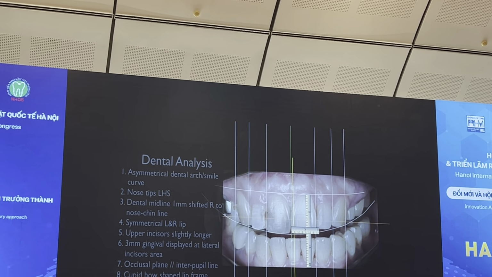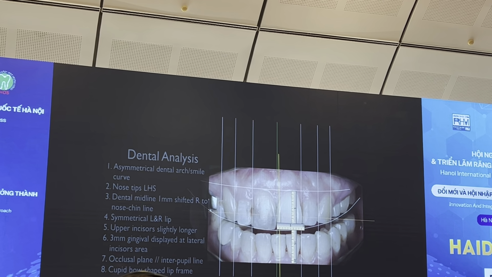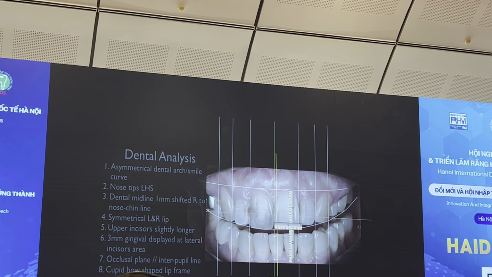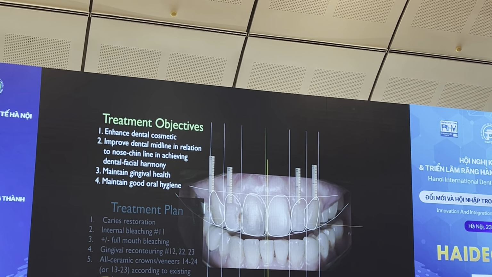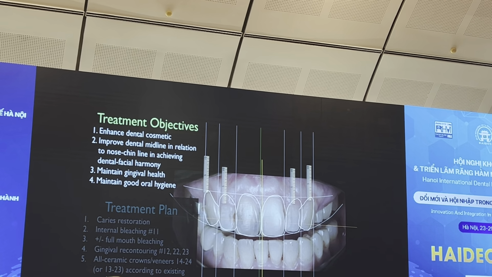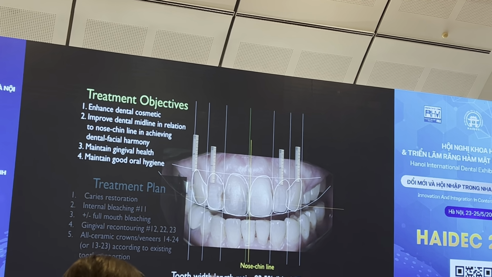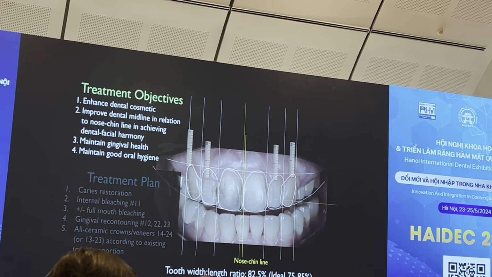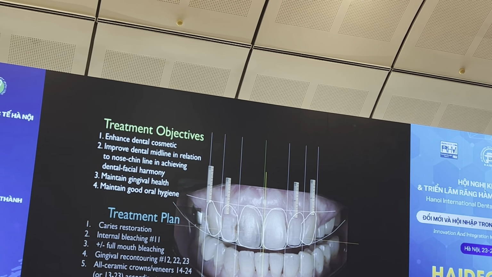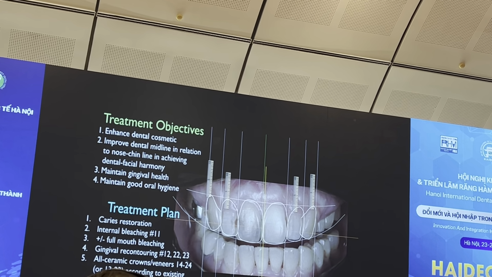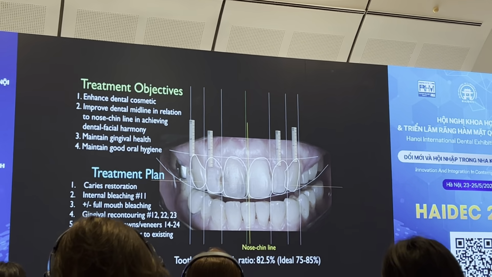According to the DSD, the size of the upper central incisors was in correct width and length proportion, yet the midline was 1 millimeter shifted to the right side. Based on the ideal template, it also demonstrated the need of gingival recontouring, especially at 1-2 and 2-2. The treatment objectives were: first, improvement of dental midline; second, improvement of white and pink aesthetics. Therefore, internal bleaching of 1-1 and full mouth bleaching, gingival recontouring, crowns and veneers were planned.